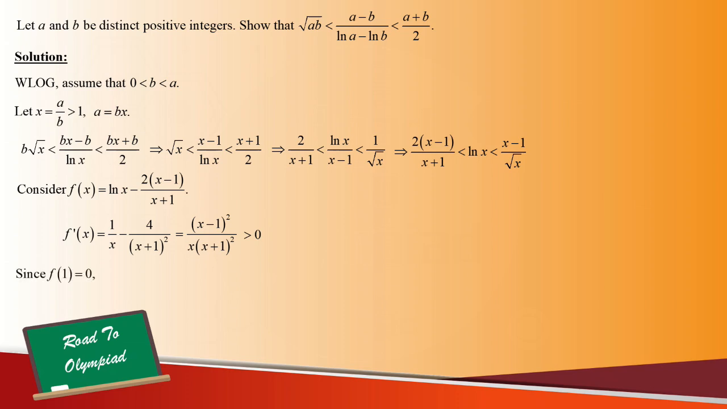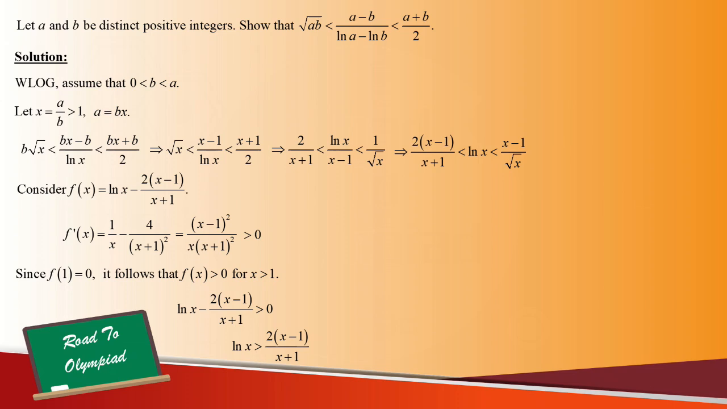It is easy to compute that f(1) is equal to 0, and thus, combining with the fact that f is an increasing function, we have f(x) must be positive for all x greater than 1. So we have ln x minus 2(x minus 1) over (x plus 1) is greater than 0 for all x greater than 1, which gives us ln x is greater than 2(x minus 1) over (x plus 1), which is the first part of our result.